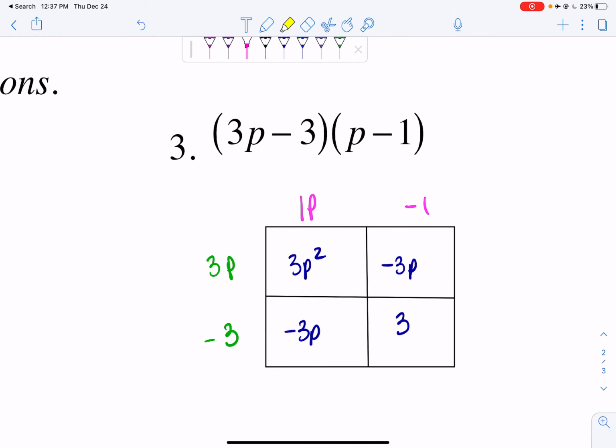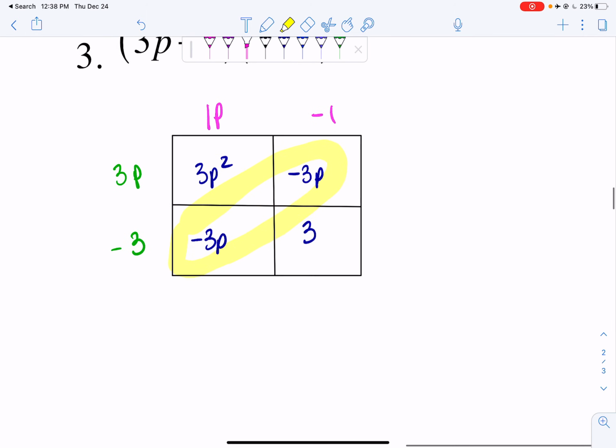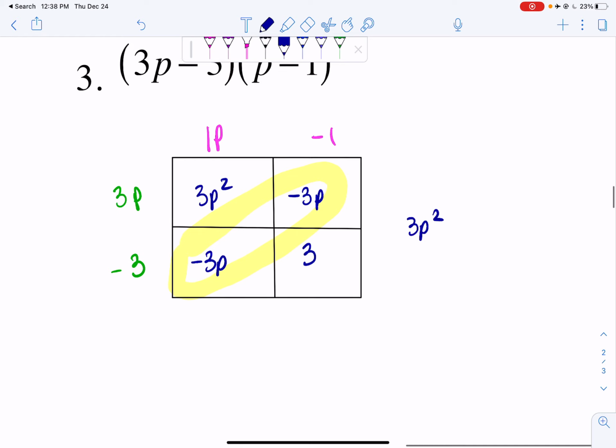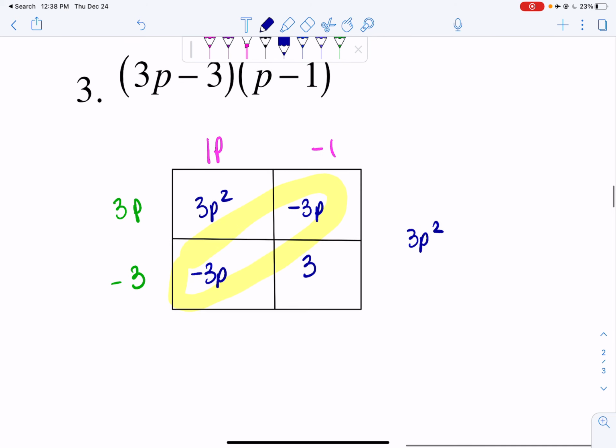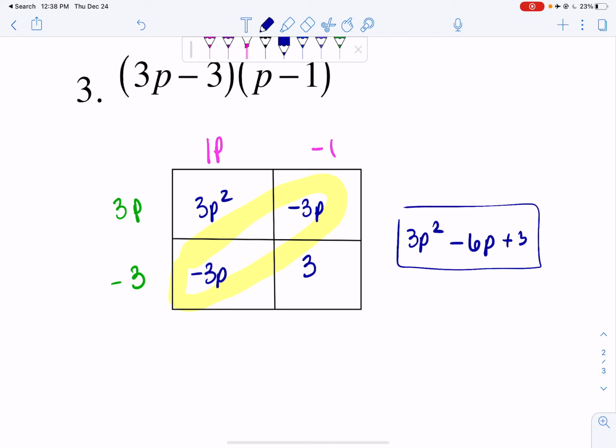Again, highlight those diagonals. You're going to see your like terms happen right in front of your eyes. And I am left with 3p squared. Here's something I noticed on one of the edpuzzles. One of the questions was, what's negative 3n minus 3n? A lot of you put 0. That is not the case. If I have negative 3p minus 3p, that's going to be a negative 6p and then plus 3. That's your final answer. Here's why.